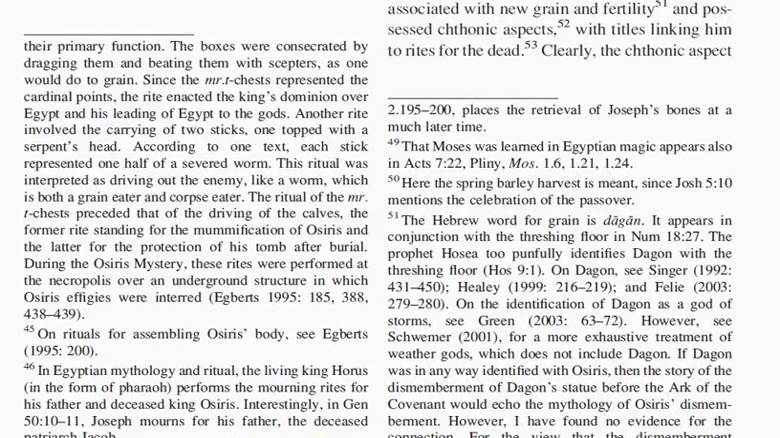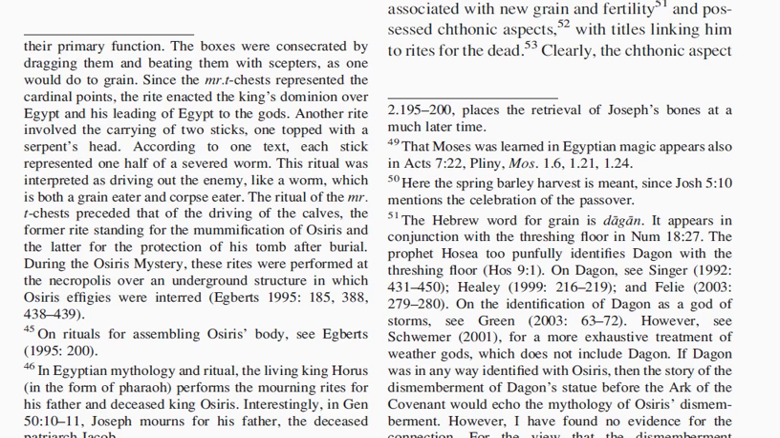The boxes were consecrated by dragging them and beating them with scepters, as one would do to grain. Since the myrtle chest represented the cardinal points, the rite enacted the king's dominion over Egypt and his leading of Egypt to the gods. Another rite involved the carrying of two sticks, one topped with a serpent's head. According to one text, each stick represented one half of a severed worm. The ritual was interpreted as driving out the enemy, like a worm which is both a grain eater and corpse eater. The ritual of the chest preceded that of the driving of the calves, the former rite standing for the mummification of Osiris, and the latter for the protection of his tomb after burial.